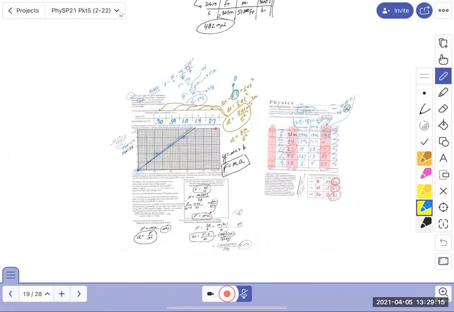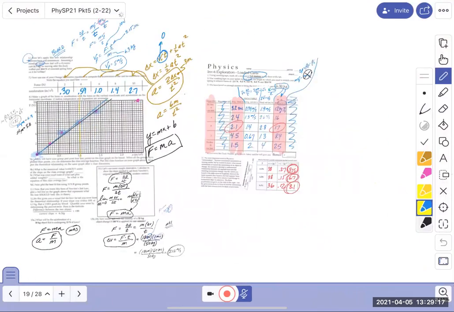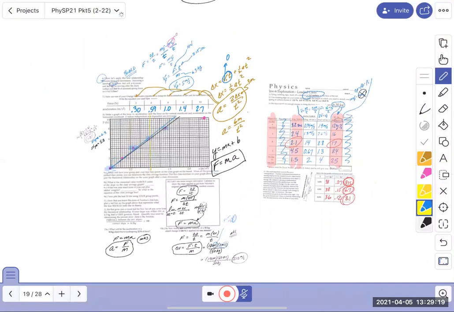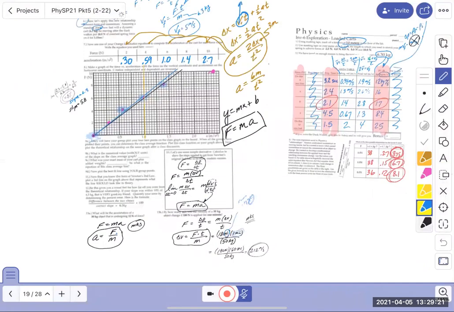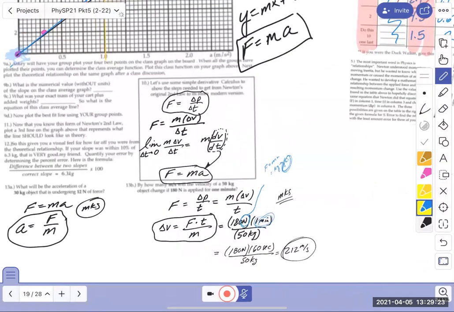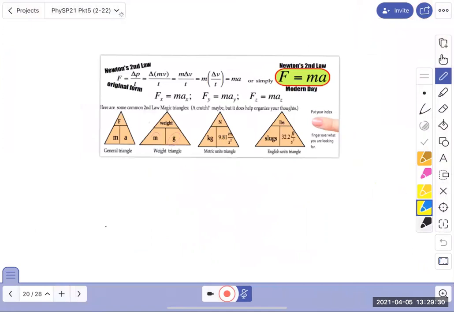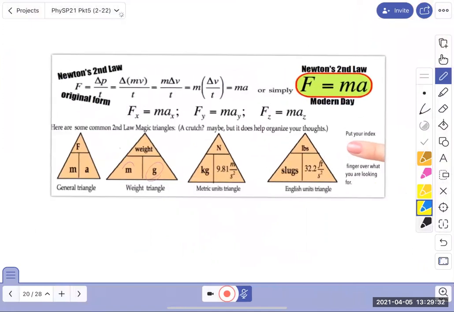Okay, then Friday we finished the back of 5.9. We derived Newton's modern day law from his original law, worked a couple of problems, and then something came out of that. So this is going to be on your next equation sheet.